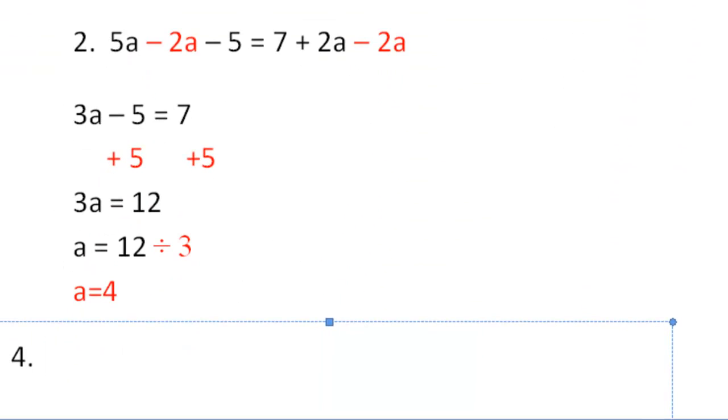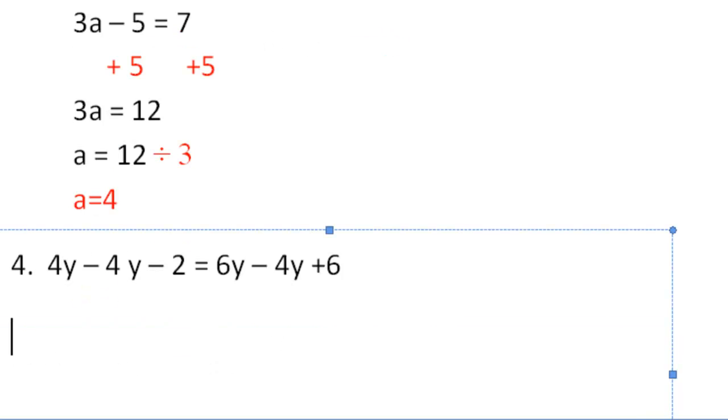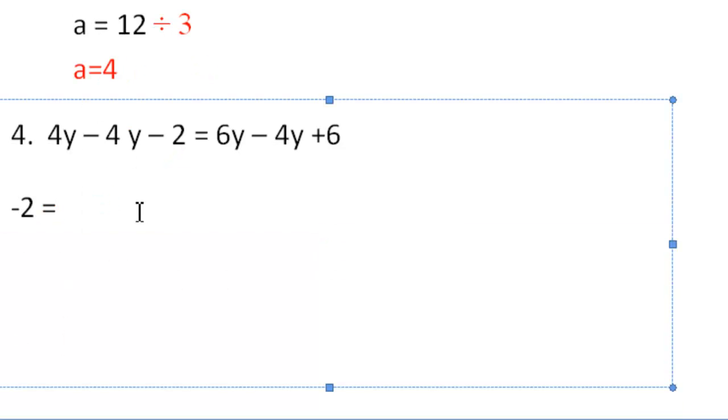Okay, on the first side we have 4y. I will subtract 4y, and then we have the original negative 2, equals 6y, and then I will subtract 4y. 4y minus 4y is 0, so I have remaining negative 2, equals 6y minus 4y, which is 2y plus 6.